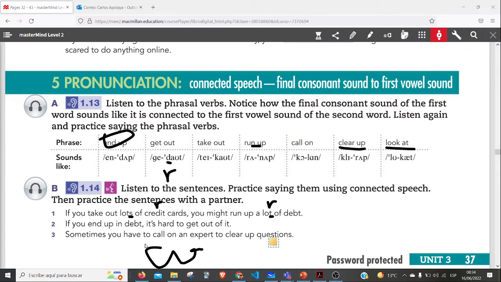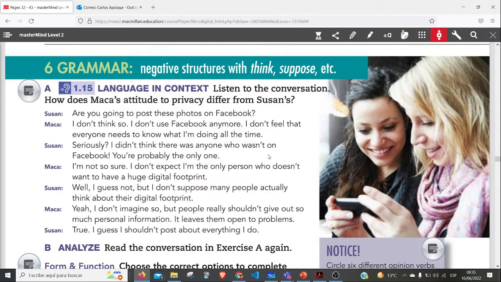Okay, so we have language in context. Listen to the conversation. How does Maka's attitude to privacy differ from Susan's? Okay, so please listen to the pronunciation and then you are going to read with me. Okay? Let's go. Where's the audio here? It's here. Okay, I'm going to make sure that you can hear very well because in the previous one you could not. One second.